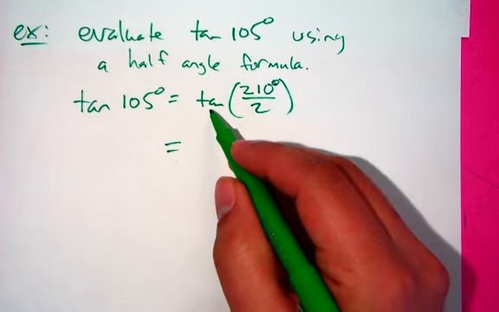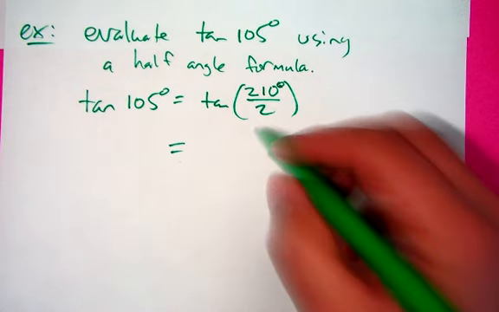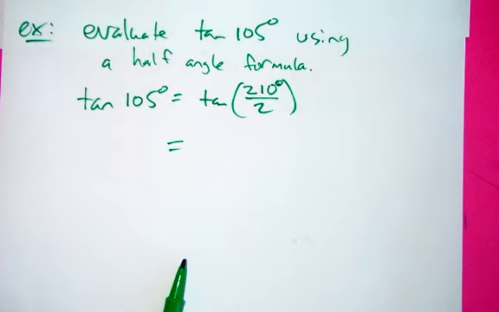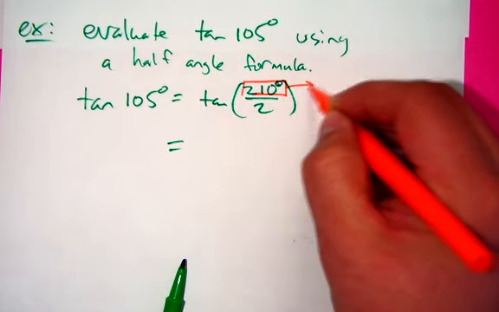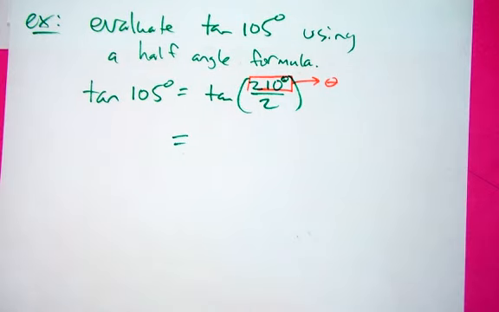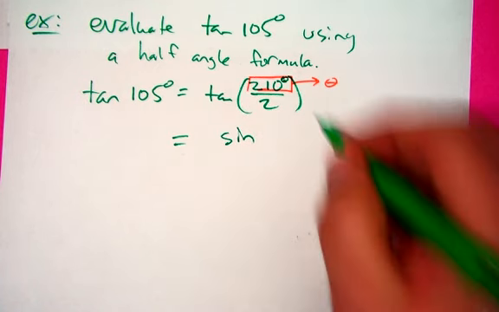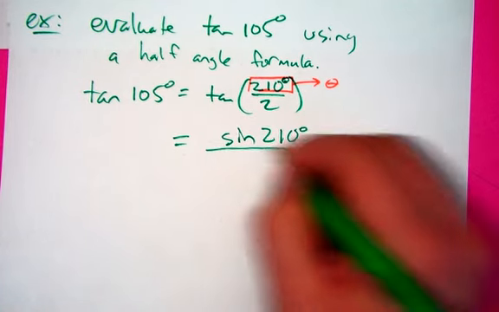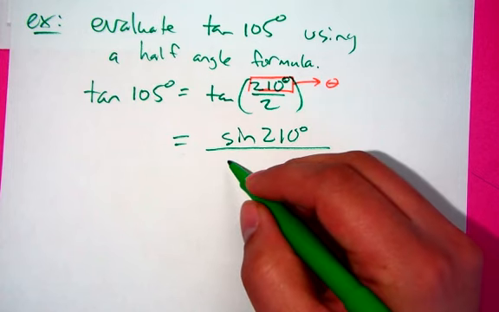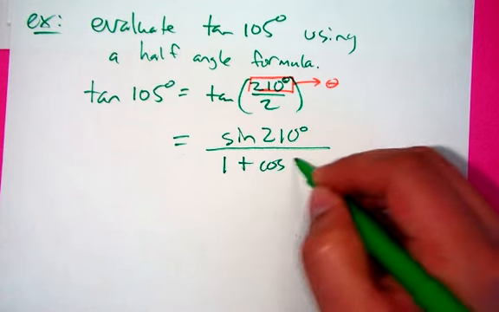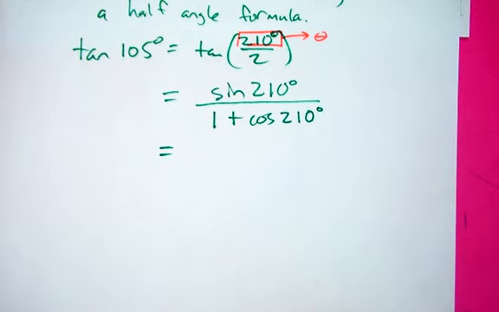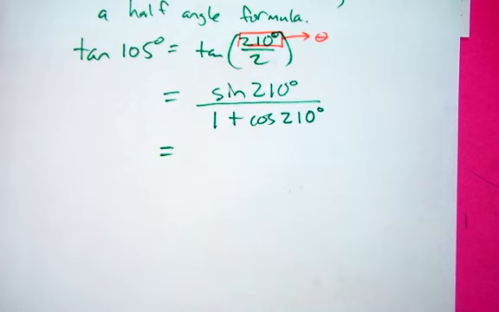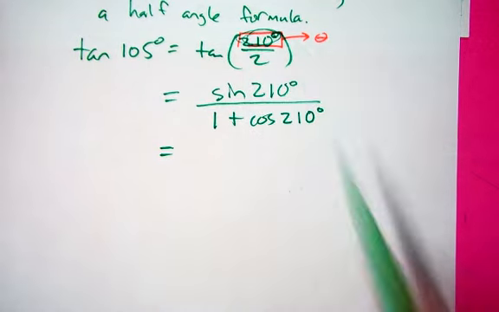So now what's the formula for the half angle of tangent? Sine theta, and let's clarify. Theta in this case is 210. Does everybody see that? So let's rewrite everything. Sine of theta will become sine of 210 over 1 plus cosine of theta, which is 210. It's just the same theta from the theta on top of the fraction.